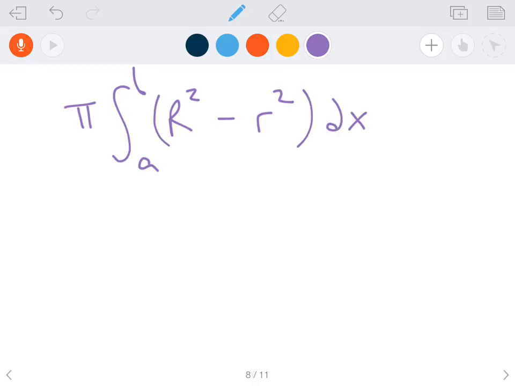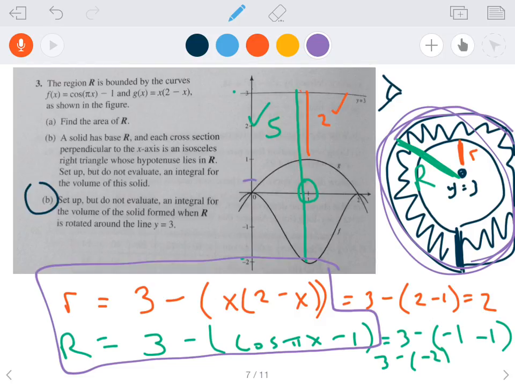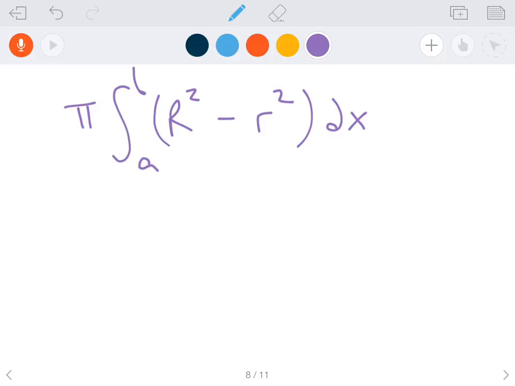Can't believe I could have been writing in purple this whole time. All I have to do is plug in numbers now. If I go back and look, my limits of integration are from 0 to 2. I have big R, I have little r, and so I can plug it into my formula.